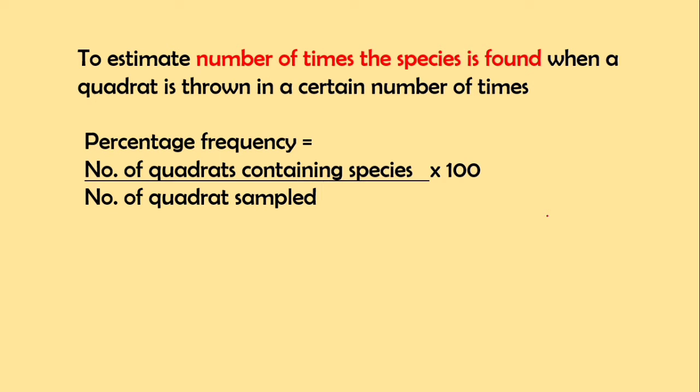Okay, the first one is percentage frequency. Percentage frequency is used to estimate the number of times the species can be found when a quadrat is thrown. Bila awak campak quadrat tu, berapa banyak kalikah awak boleh jumpa spesies itu? That is percentage frequency. So here is the formula. Percentage frequency is the number of quadrats containing species divided by the total number of quadrat samples times 100.